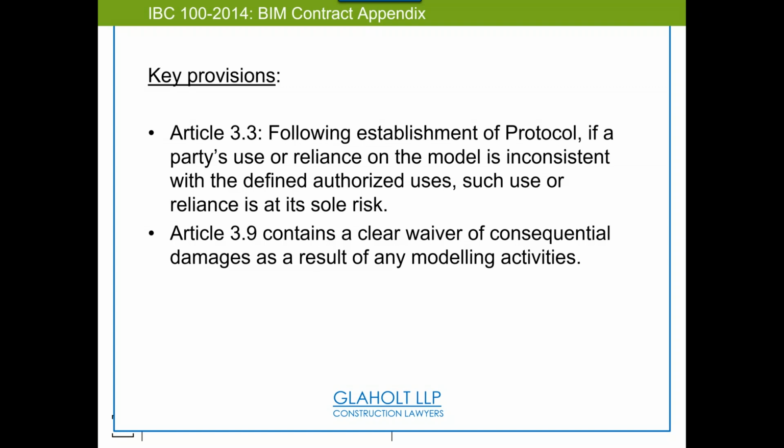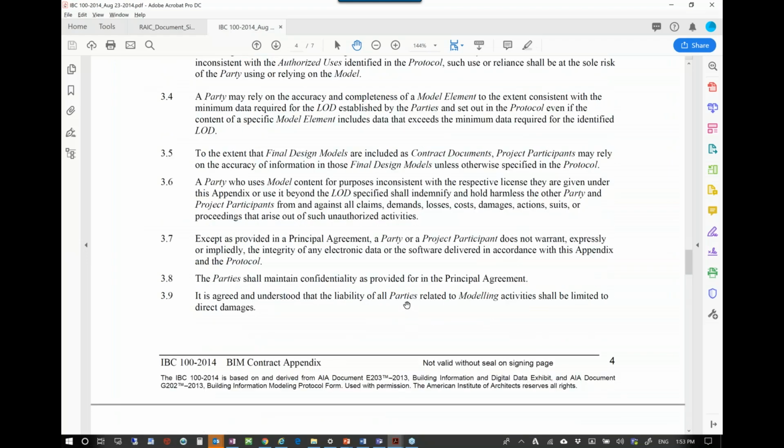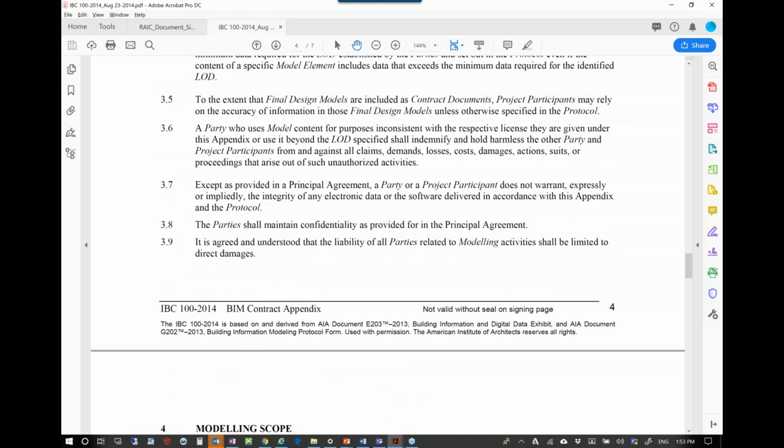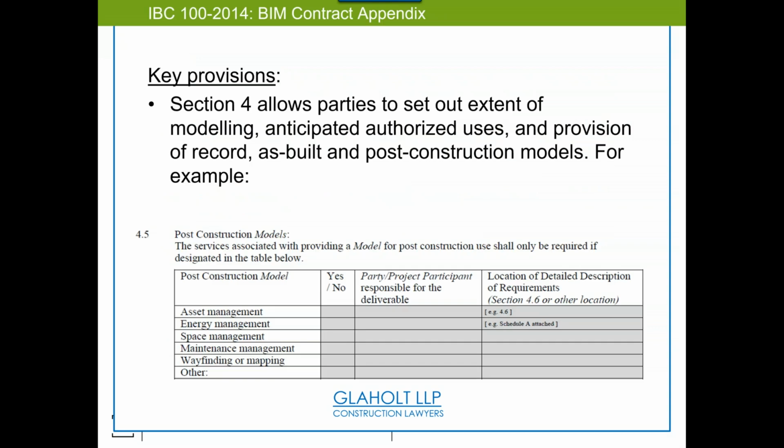Clear waiver of consequential damages as a result of any modeling activity. Okay? So what that's saying is, liability of all parties relating to modeling shall be limited to direct damages only. Meaning, if you go and do something on your own, it's at your risk, thus removing any and all fear of, can I give them my model? Can I give them my Civil 3D model, my DTM? Can I give them my piping model? I couldn't care less. Give them whatever digital info you want. This is protecting everything. It's wonderful.